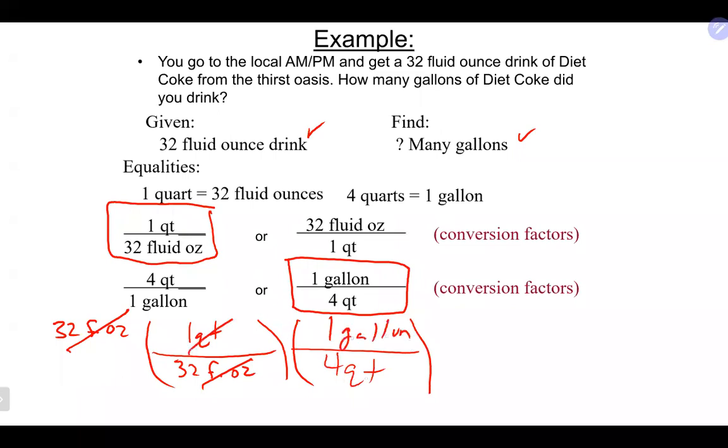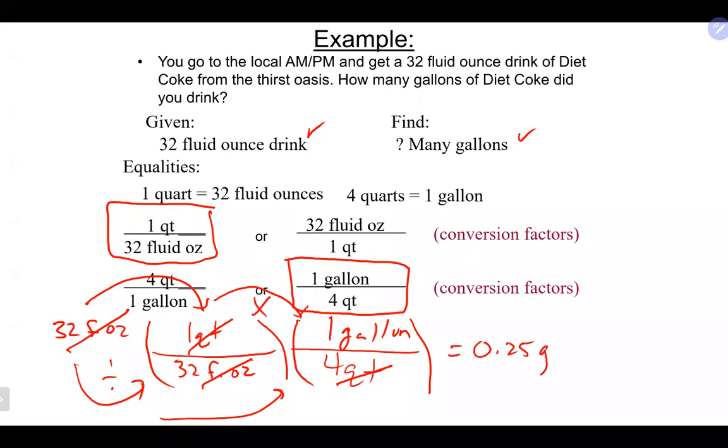Quarts up on top, we'll divide out the quarts on the bottom. Once again, we're going to multiply everything up on top. We're then going to come back and divide by what's on the bottom. So here, basically, we're going to take 32 divided by 32 and then divided by 4 will get us 0.25 gallons.